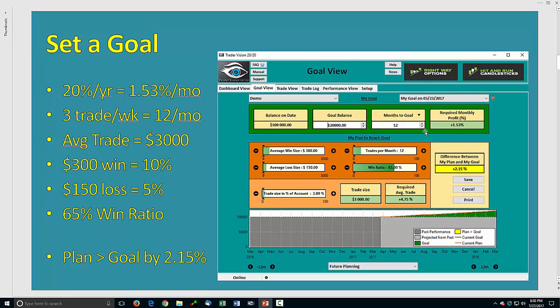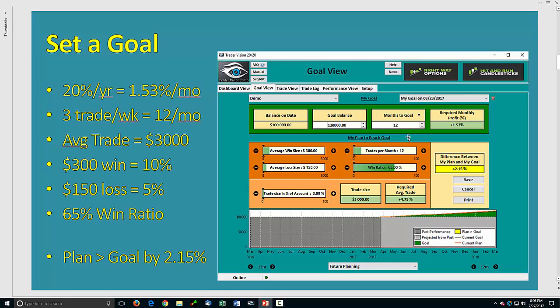The idea, of course, would be that you would get better and better and raise your goals each time that you go back around the process. So every few months, if you are achieving your goals on a regular basis, you want to increase that goal. But the goal isn't enough. What we need now is to know the parameters of our trading that will help us achieve that goal.